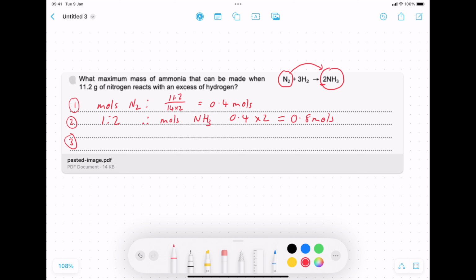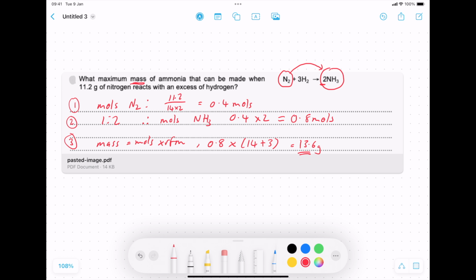Finally, number 3, work out what is asked for in the question. So it is asking us for the maximum mass of ammonia. So I have the moles. So moles equals mass over RFM. So therefore mass equals moles times RFM. So it'll be 0.8 times the RFM of ammonia, which is 14 plus 3 lots of hydrogen. So 3 times 1 is 3, 17. So 0.8 times 17 gives us 13.6 grams.